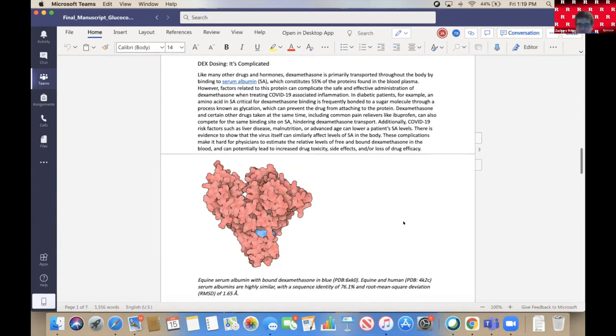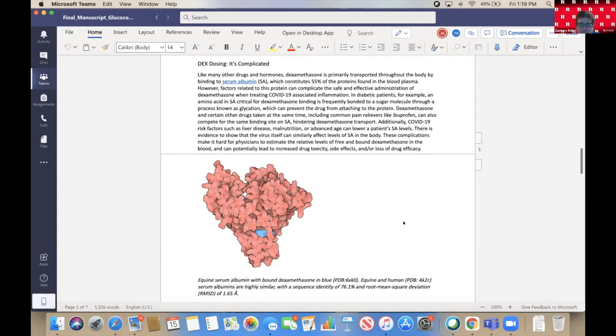In diabetic patients, for example, an amino acid in SA critical for dexamethasone binding is frequently bonded to a sugar molecule through a process known as glycation, which can prevent the drug from attaching to the protein. Dexamethasone and certain other drugs taken at the same time, including common pain relievers like ibuprofen, can also compete for the same binding site on SA, hindering dexamethasone transport.